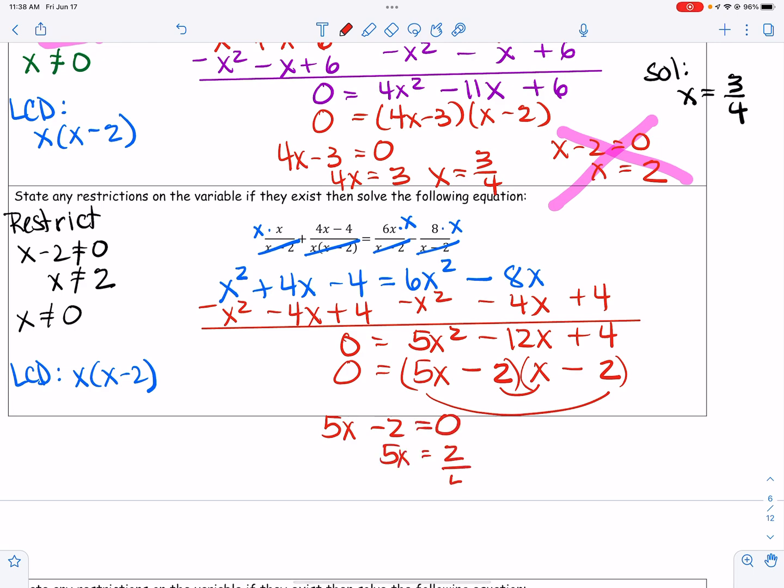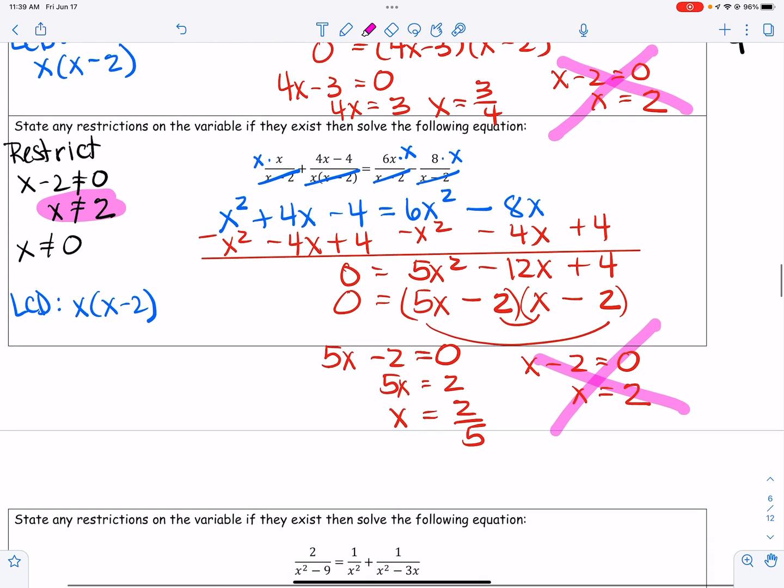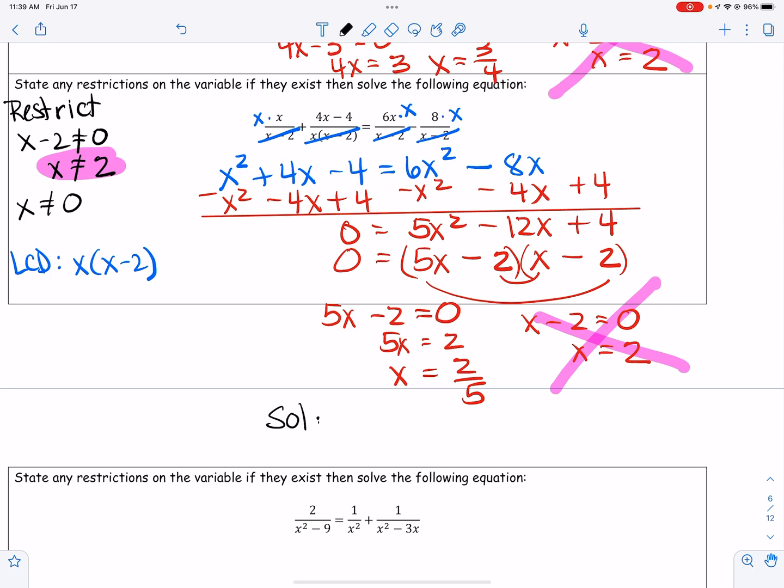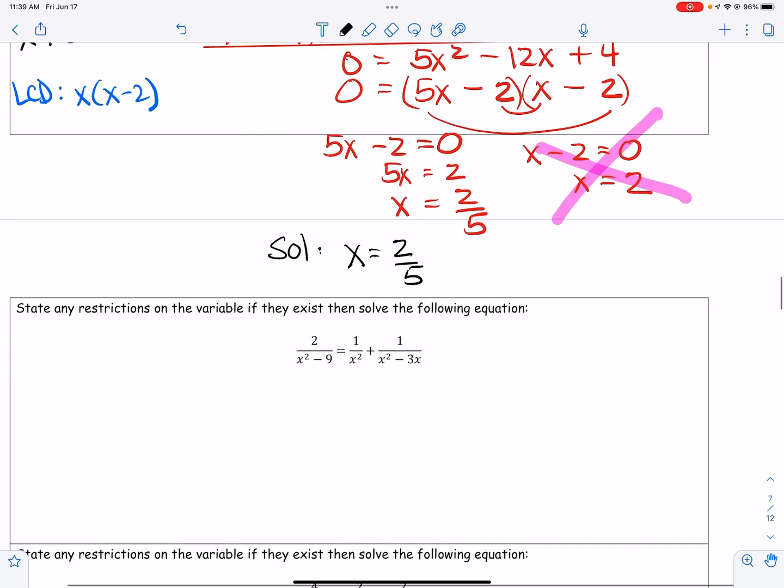So 5x equals 2. So x is going to equal 2/5. And then I take x minus 2 equals 0, and that says x is 2. But if I look, 2 was a restriction, so I have to throw that out. So my solution is only x equals 2/5. Okay? All right, let's try this one.